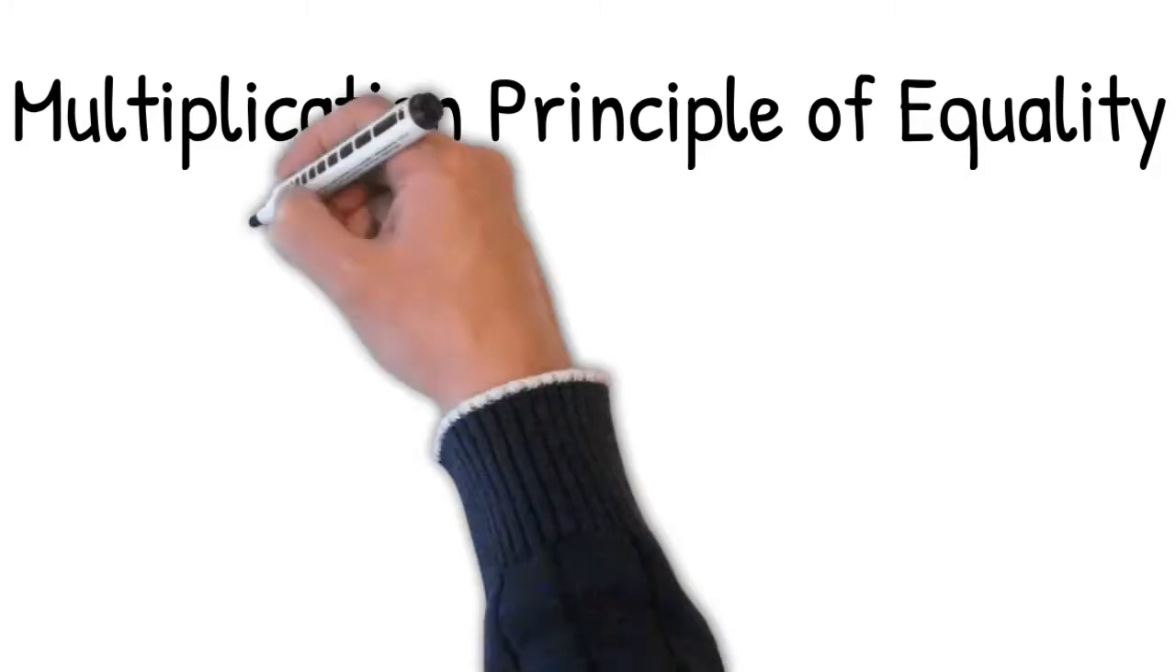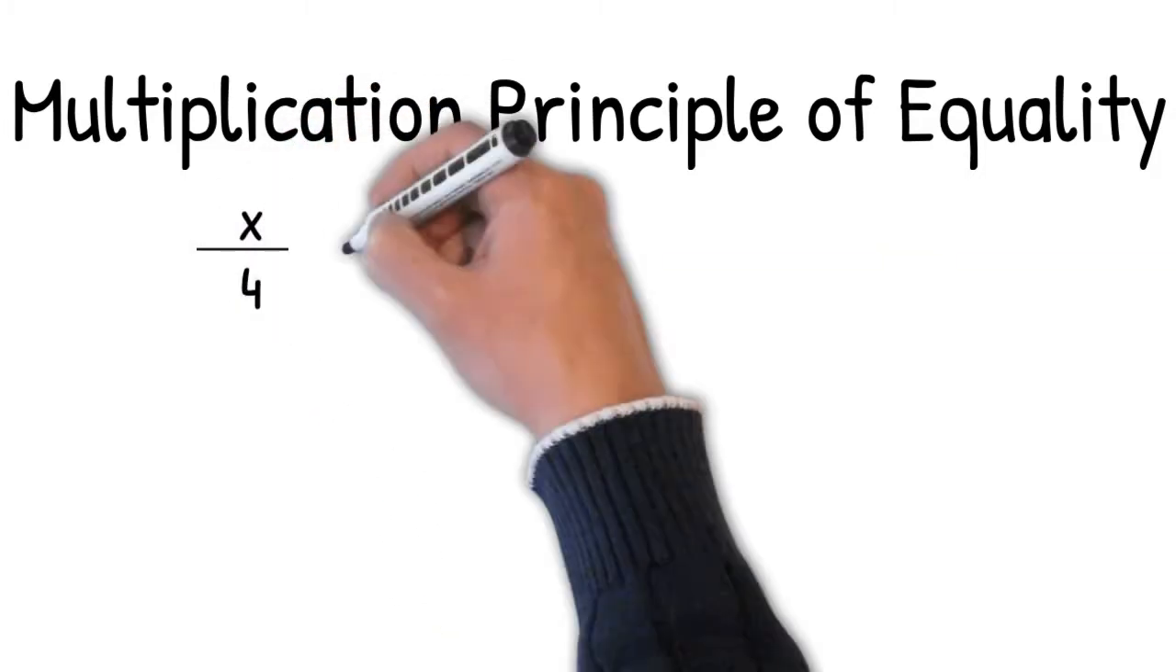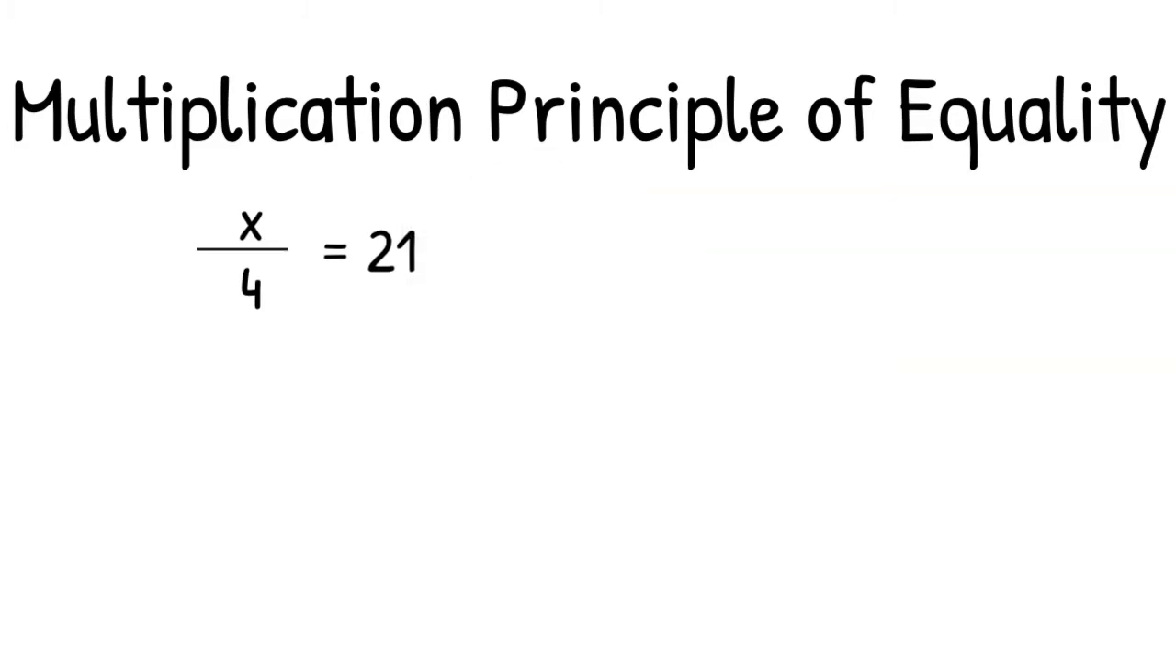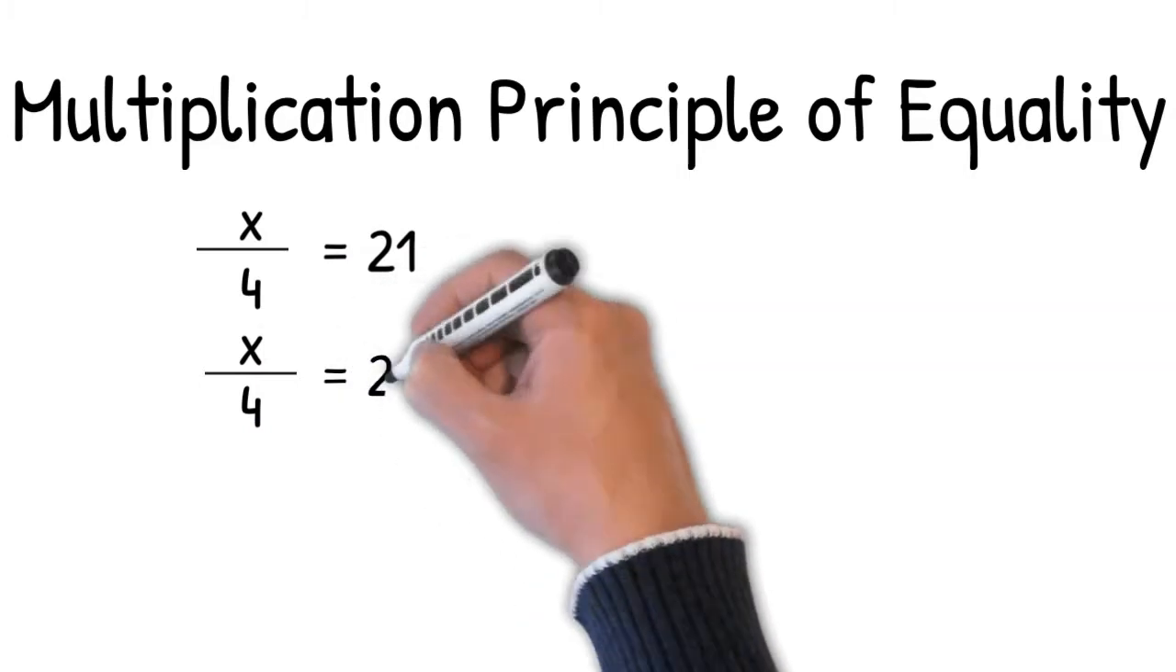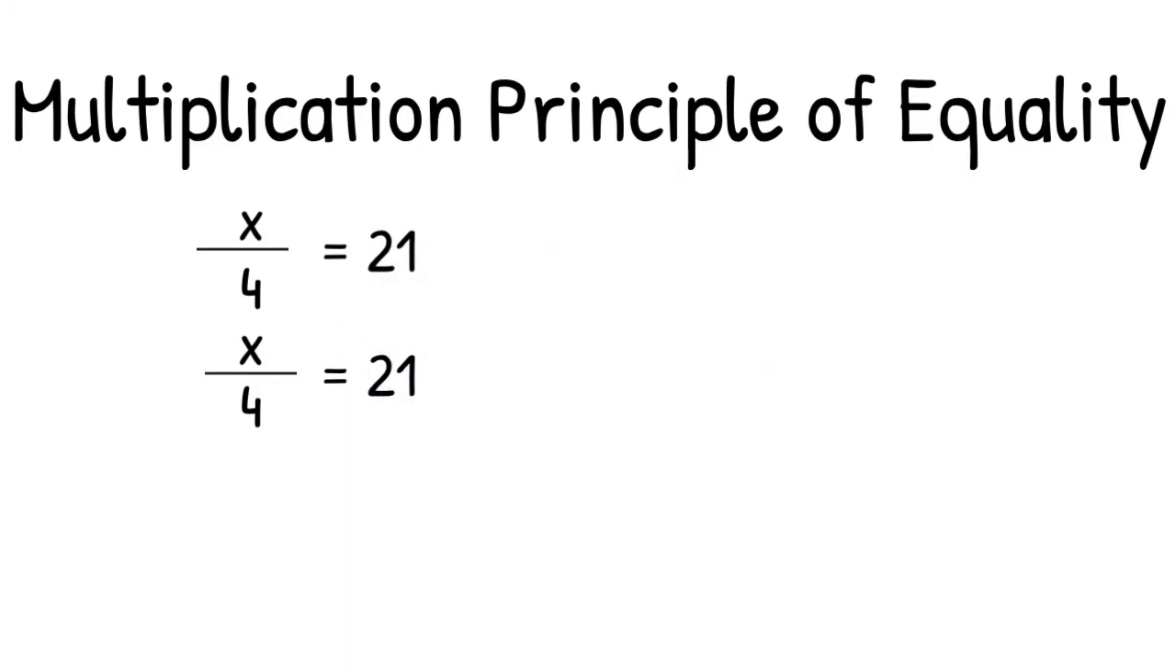This time, let's look at x divided by 4 is equal to 21. First, what math operation is being performed on the variable? We are dividing. So do the opposite operation. Multiply. Multiply by 4. The multiplication principle of equality says what we do to one side, we must do to the other. Multiply both sides by 4.